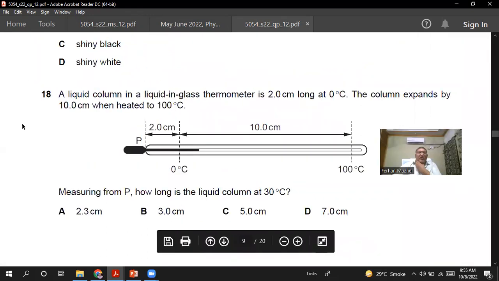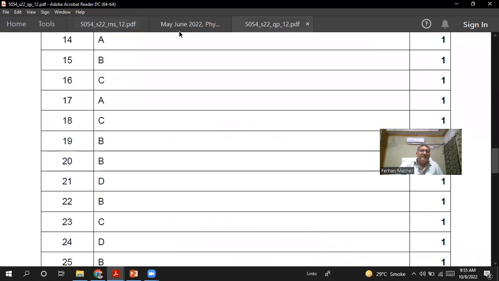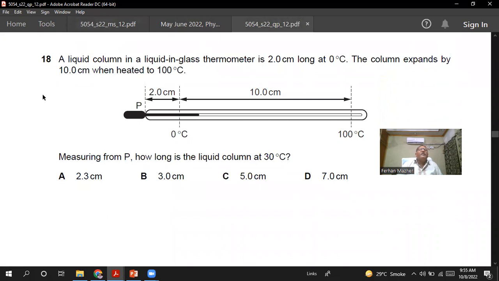Okay, so now we have question number 18. A liquid column in a liquid-in-glass thermometer is 2 cm long at 0°C. The column expands by 10 cm when heated to 100°C. Measuring from P, how long is the liquid column at 30°C? When the temperature is 0, the length is 2 cm. When the temperature is 100°C, the length is 12 cm. And when the temperature is 30°C, what is the length? That is the question.